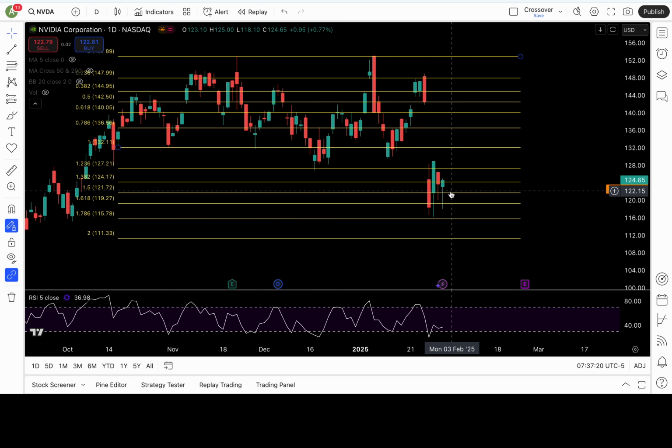All right, but the levels are still the same. 124 and 127 are the levels that must clear, and 129 to really put a bottom in. It needs to get above 129 or gap above it is what it really needs to do. And to get bearish, 122, 119, 117, and 115.7 are the support levels. I'd be bear bias below 122 and 115.7, guys.